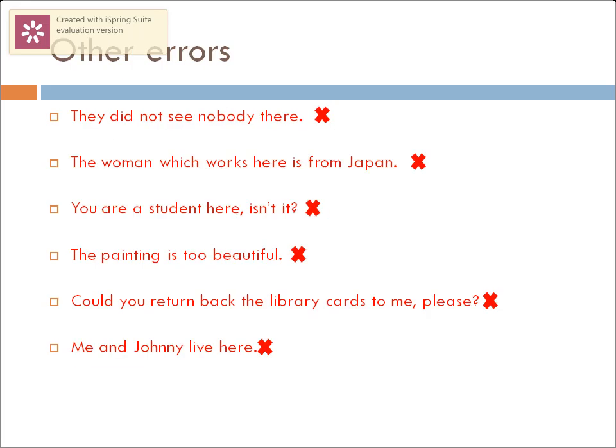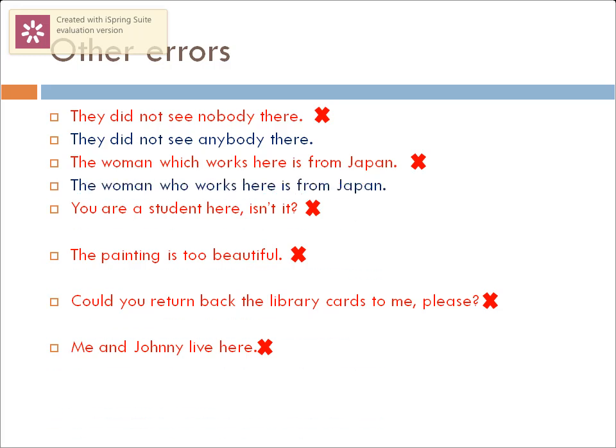Let's look at some other errors that we generally commit. They did not see nobody there. In the first sentence, we find 2 negatives appearing. So it has to be, they did not see anybody there. The woman which works here is from Japan. Because the woman is a person, the pronoun that has to be used is who and not which, because which is used for things or animals.